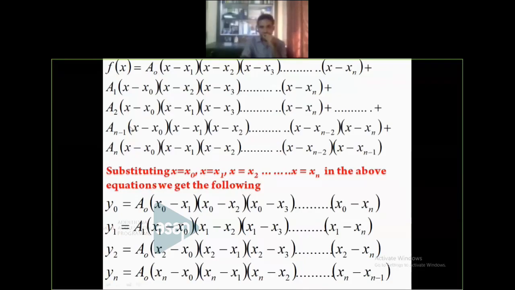Whereas you can look at this, the x2 here will vanish. So this also will go. So when I substitute x equals x2, I have only y2 equals a2 into this. Sorry, this is wrong, it is a2 that comes. Likewise, when you substitute each of these, I'll get a function like this. This will be a0, this will be a1, this will be a2, this will be an, likewise.